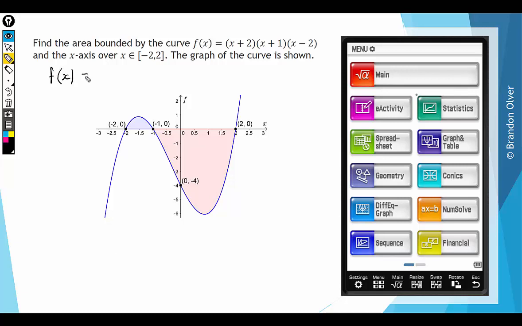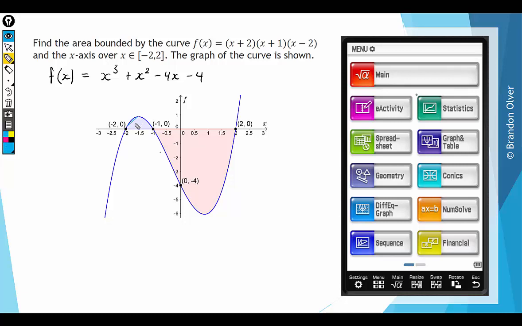So f(x) is equal to, if we expand that out, we get x³ + x² - 4x - 4. So that's the equivalent expanded expression for f(x). And now we need to work out how we can calculate the area using integration.